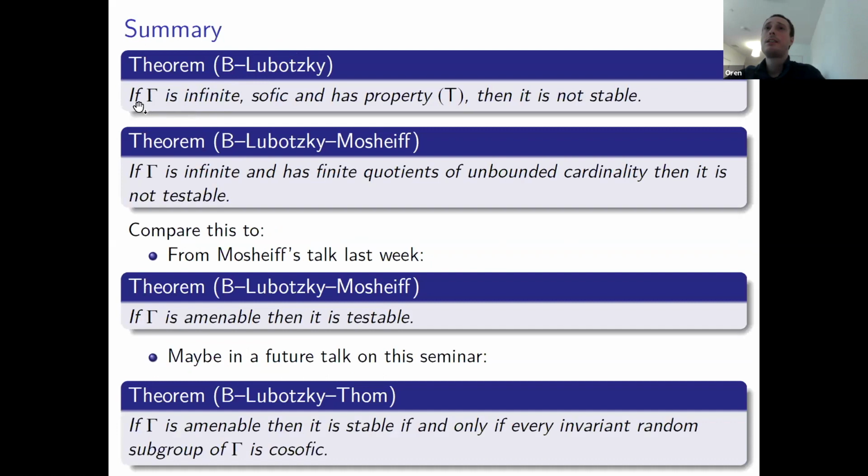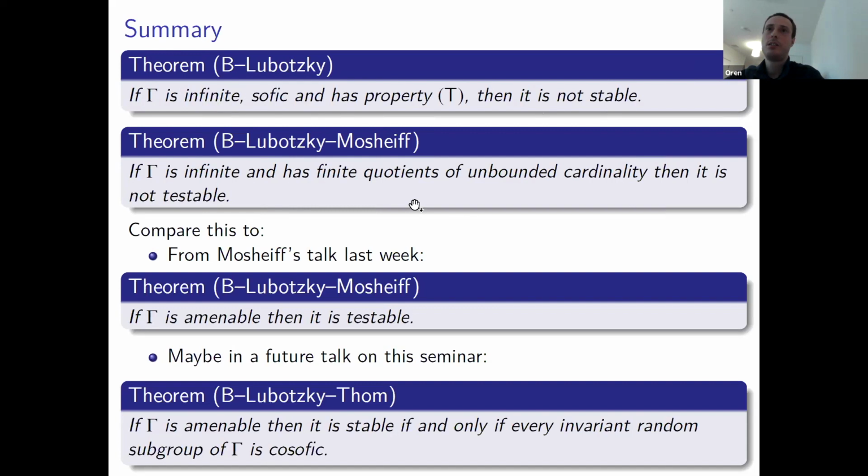I'm summarizing and comparing. So we said that an infinite sofic group with property T is not stable. Here again, I forgot to write property T, but these two theorems assume property T. So if gamma is infinite with property T, and let's leave the technical details, it is not stable. It's not even testable, as long as it has soficity or finite quotients of unbounded cardinality. So property T groups generally have negative results here.